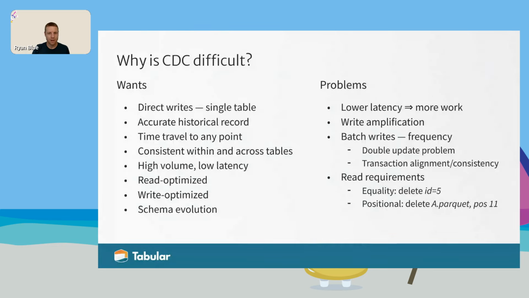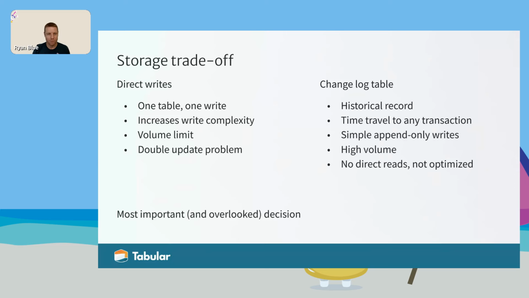Because we are batching together changes to this table, because of the double update problem, we actually have a really huge problem if we go and write directly to a table. The double update problem means that we can update a row only once for a given batch. So we're trading off this accurate history. We're essentially using a lossy format if we're writing directly to a table.